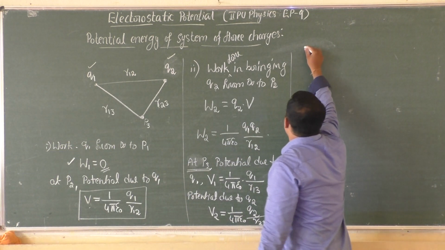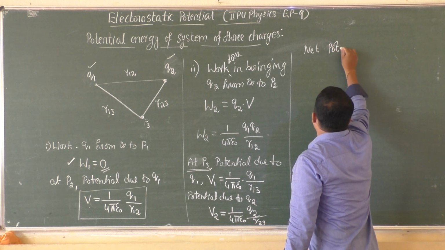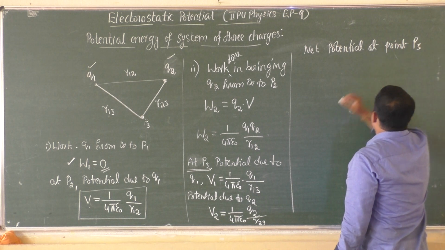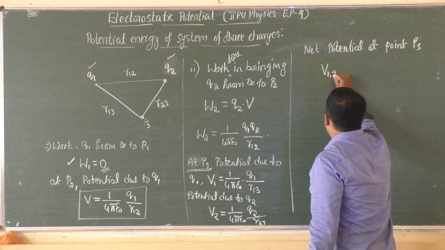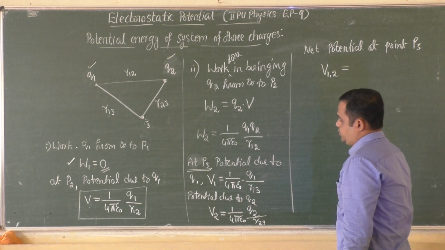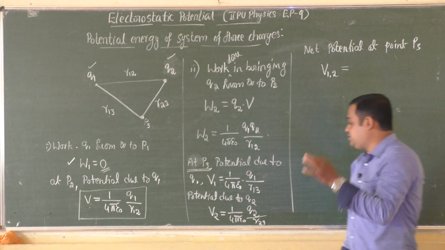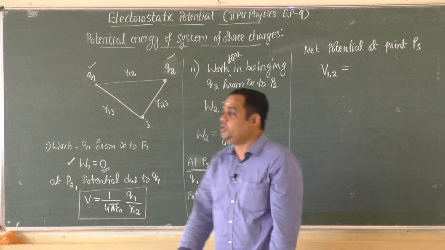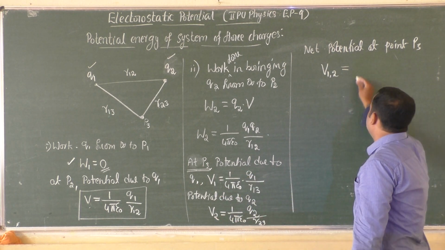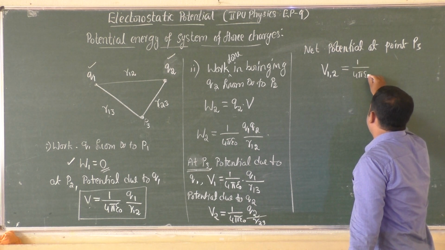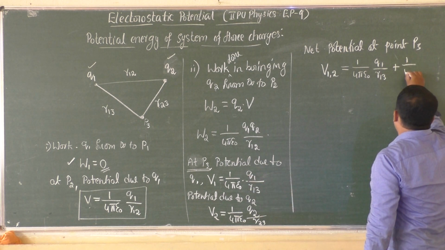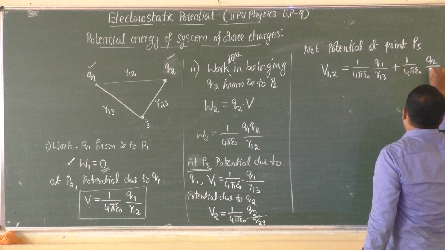Therefore, the net potential at point P3, I'll represent it as V1,2, that is the potential due to the two charges Q1 and Q2. We know the superposition principle: at any point the net potential is the algebraic sum of the potential due to each charge. Adding the two values, V1,2 is equal to 1 over 4 pi epsilon naught Q1 divided by R13, that is V1, plus 1 over 4 pi epsilon naught Q2 divided by R23.